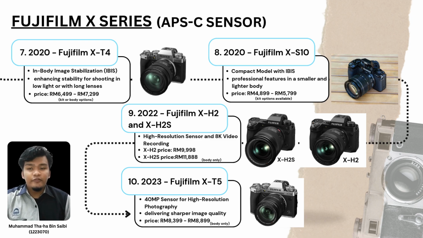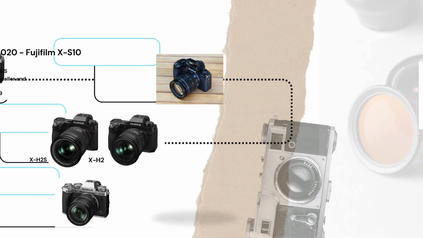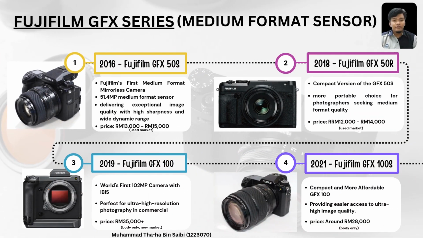Next model is Fujifilm X-T5 in the year 2023. This camera has a 14 megapixel sensor for high-resolution photography, delivering sharper image quality and better detail for photographers prioritizing resolution. I will explain about the evolution of Fujifilm mirrorless camera model GFX series from year 2016 to 2023.